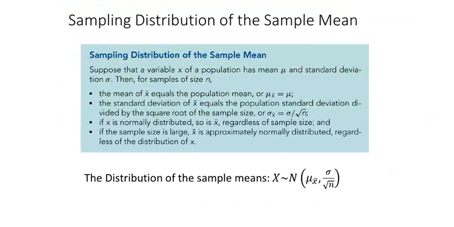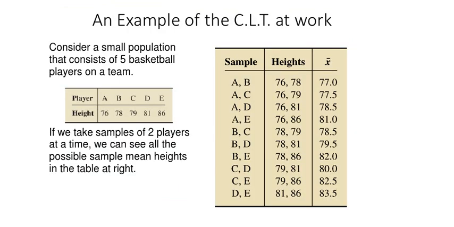If x is normally distributed, so is x bar, regardless of the sample size. And if the sample size is large, x bar is approximately normally distributed, regardless of the distribution of x. The distribution of the sample means then is approximately normally distributed with a mean of mu x bar, which is equal to the population mean, and a standard deviation of sigma divided by the square root of n. So we'll use this fact here shortly. But let's take a look at an example of this at work.